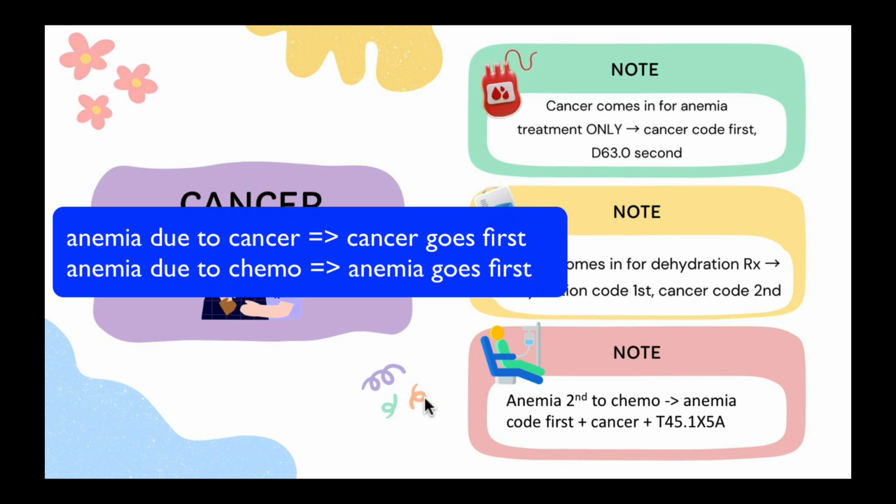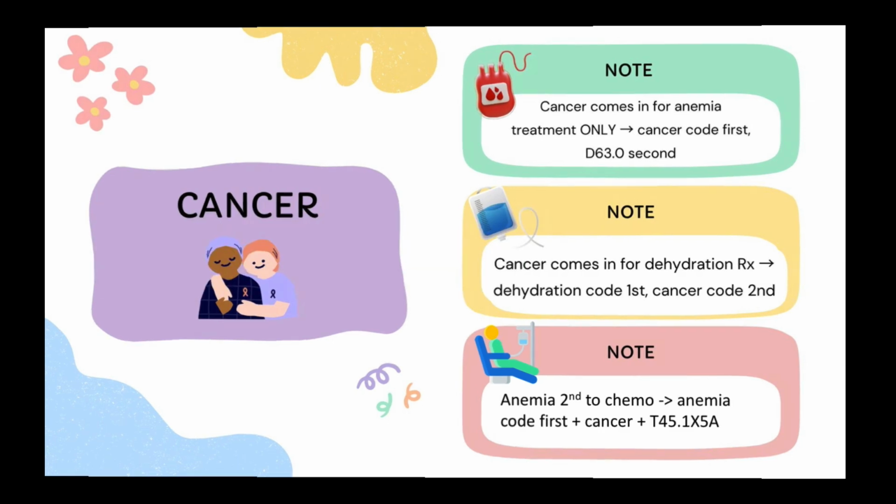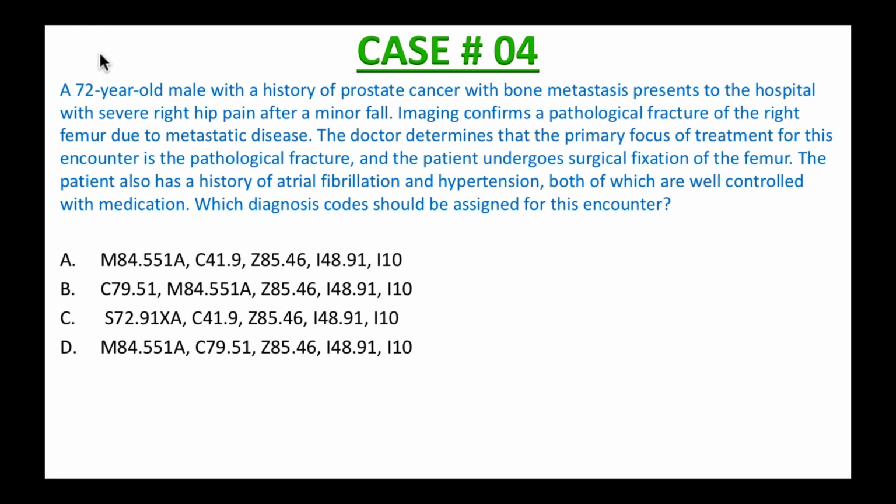Now, after this video, you should add another short note like this. If a cancer patient comes in for anemia treatment only, and the anemia is due to chemotherapy, then the anemia code goes first, followed by the cancer code and T code. I want you to be careful when dealing with anemia in cancer patients. Case number 4 will be your homework, so please try to do it yourself, and I will go over it as soon as I can next week.